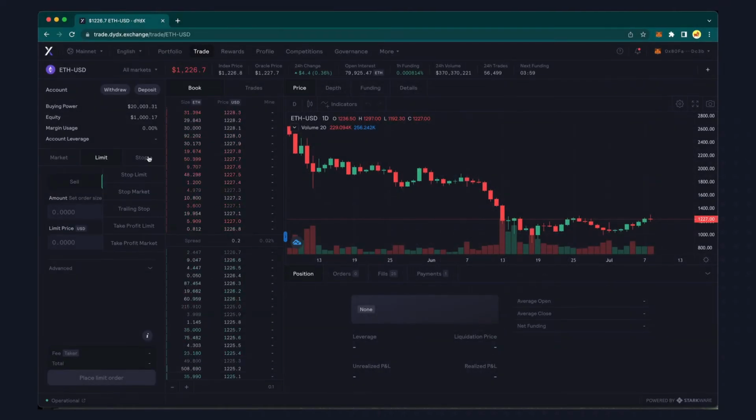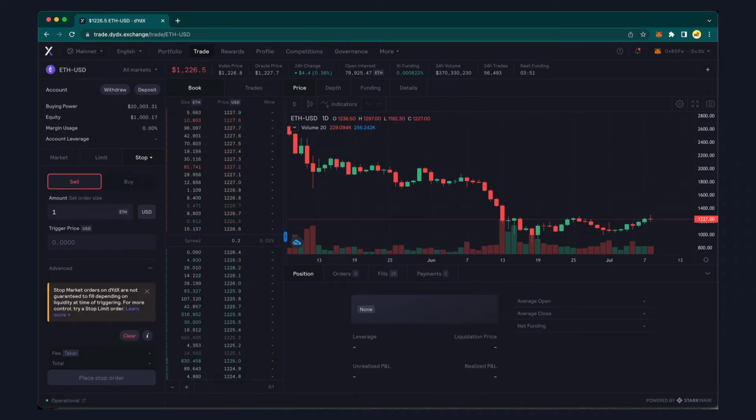To place a stop market order, select Stop Market under the Stop drop-down menu. Select Buy or Sell, and enter the total trade size amount. Finally, enter the desired trigger price. Your market order will trigger when the price reaches this amount.